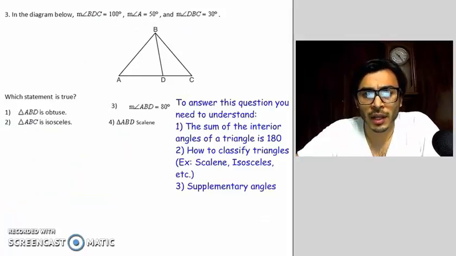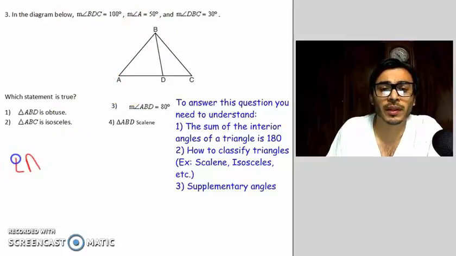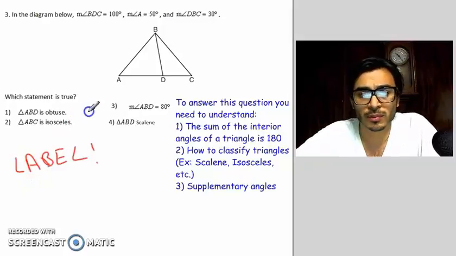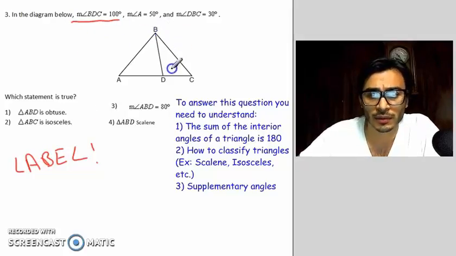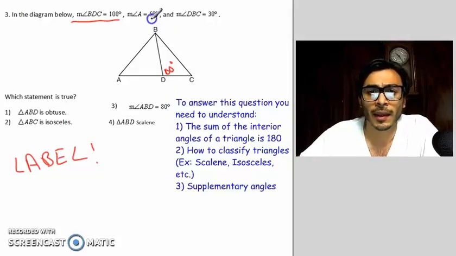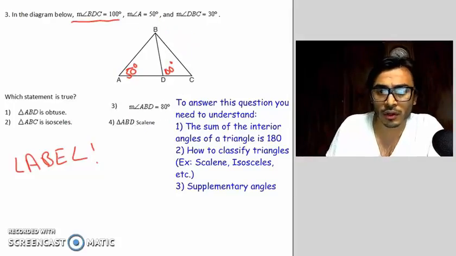All right, here we got another triangle question, and we're told angle BDC. So look, you always want to label, please, if you are given information, label it. So many students miss this question. I think it's due in part to students not labeling given information. So angle BDC is 100 degrees. That's this angle here. Label it 100 degrees. Angle A is 50 degrees, label it 50 degrees. And angle DBC is 30 degrees, we label it 30 degrees.